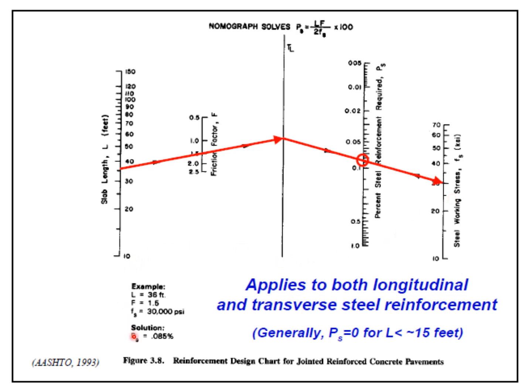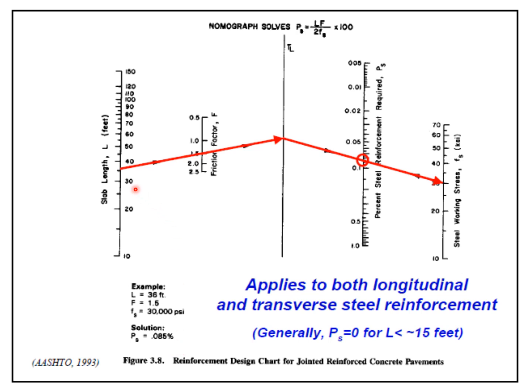Now look at this example. In this example you can see that the slab length is equal to 36 feet, F is 1.5 and F sub S is 30,000 psi. So either by using this formula or by using this nomograph, you could get this P sub S. Let's see how we can do it.